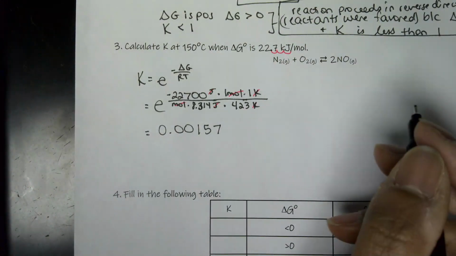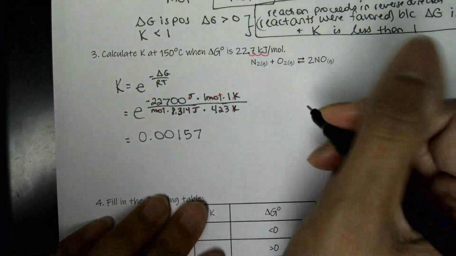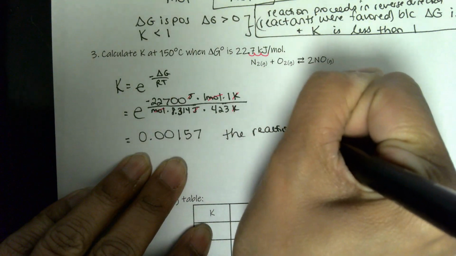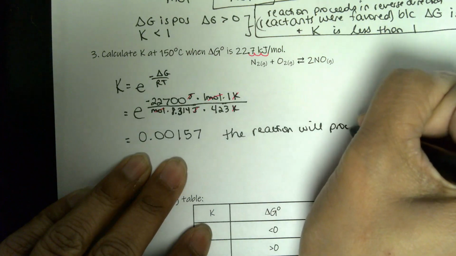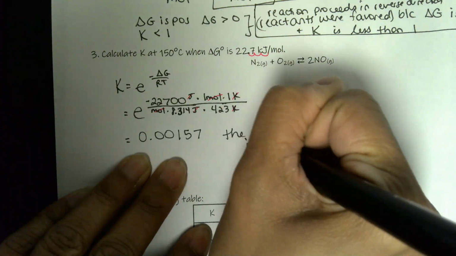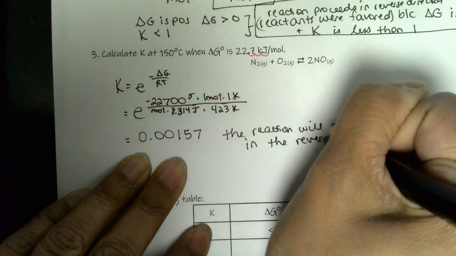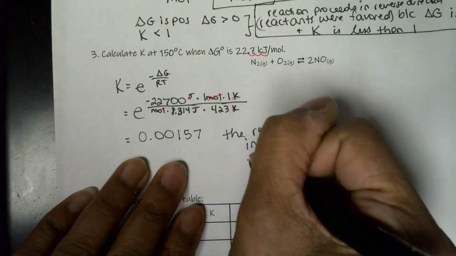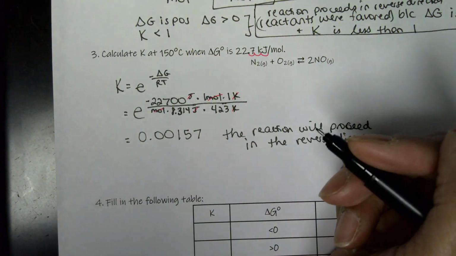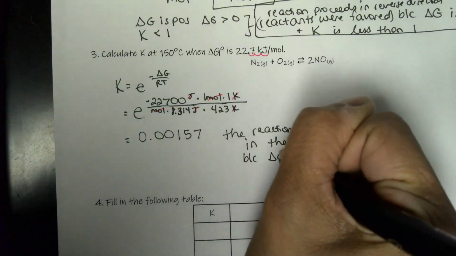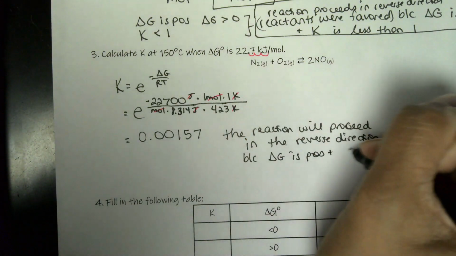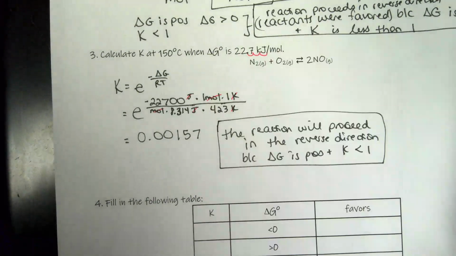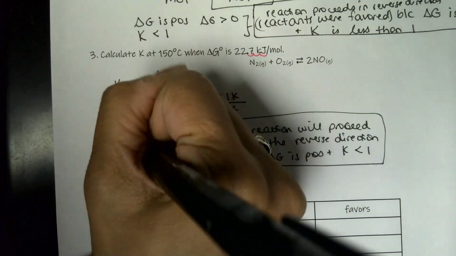Your K is really, really small. So the reaction will proceed in the reverse direction. And then we can also say that because delta G is positive and K is less than 1. And this is also really what we're looking for.